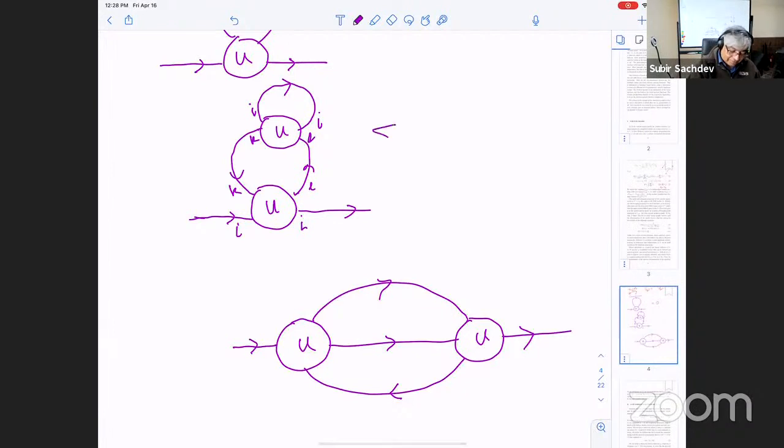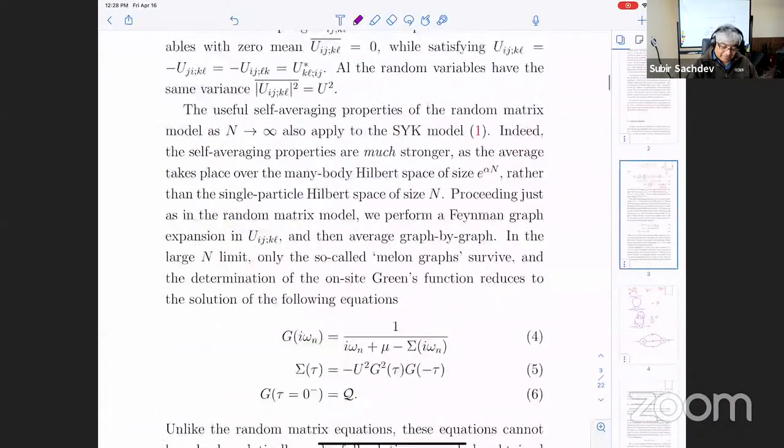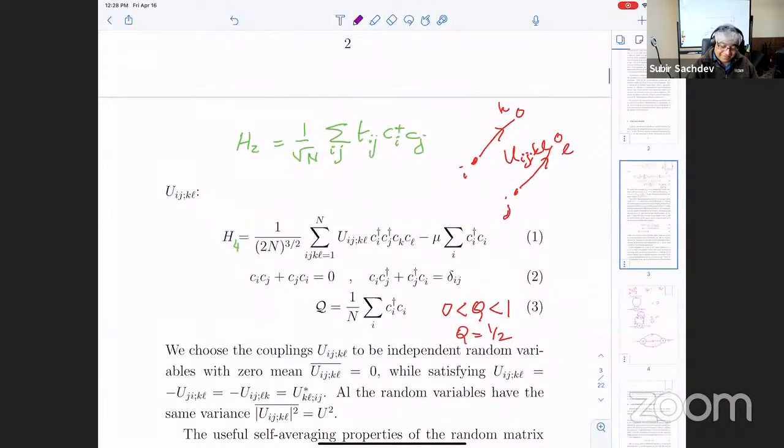So what we have is a sum over K and L, and then we have U squared. But remember this all-important factor, which I didn't mention, sorry. I put a factor of 1/n^(3/2) out front. This is put for the same reason you put it over here. We want the bandwidth of a single particle excitation energy to be of order one in the thermodynamic limit. And we'll see that turns out for this case. So there's a 1/n^(3/2) here.